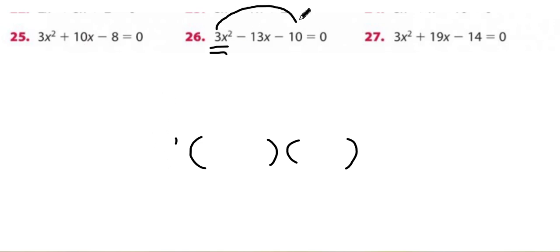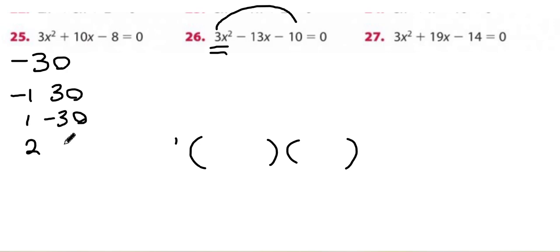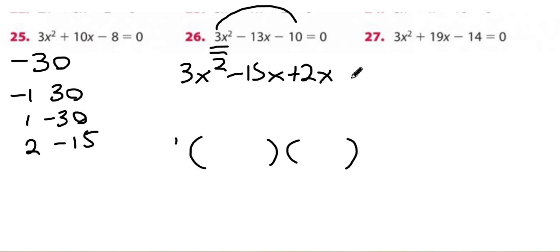3 times minus 10. Okay, let's work through the lists. 1 minus and 1 plus, right? Minus 130, no good. 1 minus 30, no good. 2 and minus 15. Got it. So I rewrite it as 3x squared minus 15x plus 2x and then minus 10.